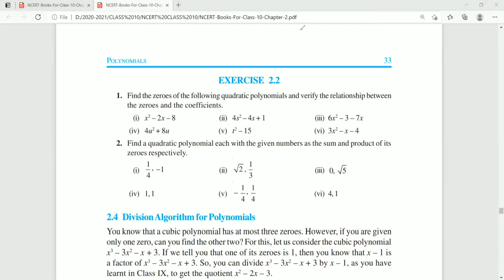So first step, we have to find the zeros of the given polynomial. Then after finding the zeros, we have to verify the relationship between the zeros and the coefficients. Let us do one by one. Now let's do the first question, x square minus 2x minus 8.